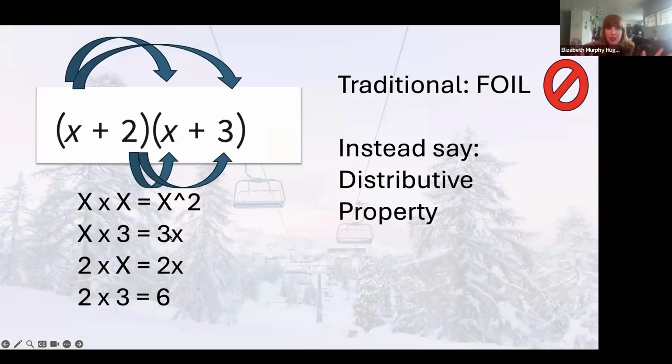So next thing I want to talk about is the distributive property, or when we have binomials and expressions. And traditionally, I don't know about you, I was taught the FOIL method. First, outside, inside, last, right? Mnemonics really work when you memorize them.